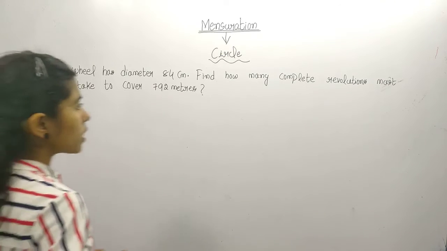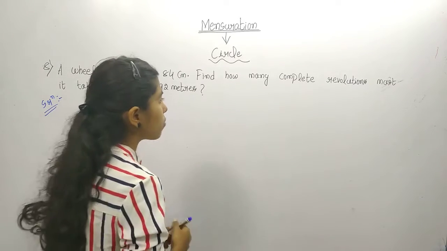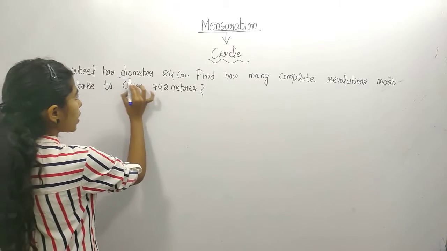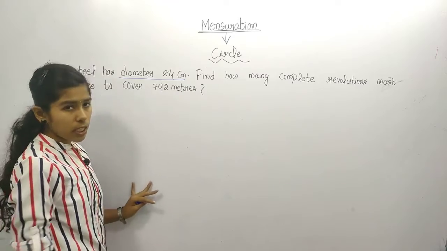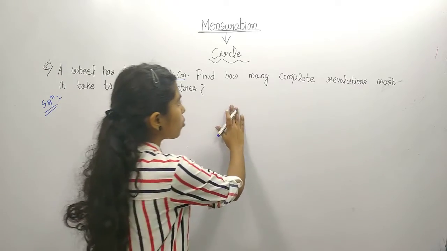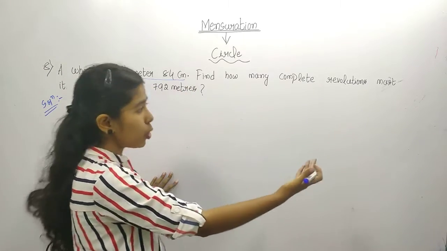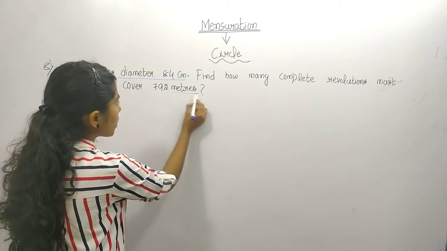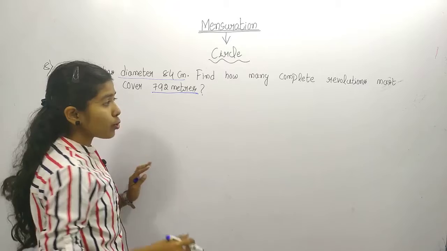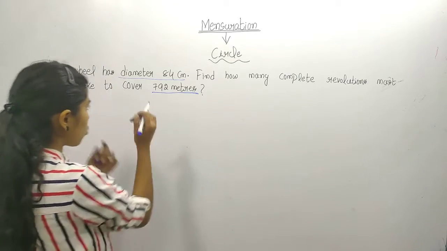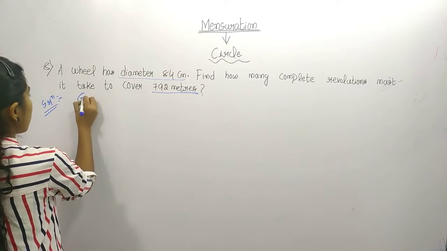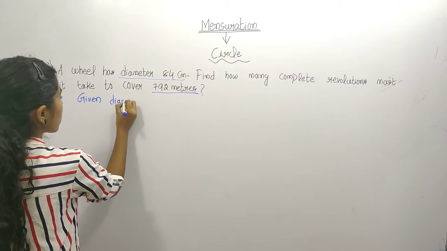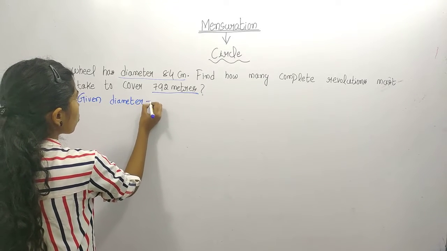So you see, this is the next question. First, what is the question? One wheel is there. The diameter of the wheel is 84 centimeter. You have to find how many complete revolutions the wheel must take to cover 792 meter. So let's come to the question. First see what is given. Given diameter equals 84 centimeter.